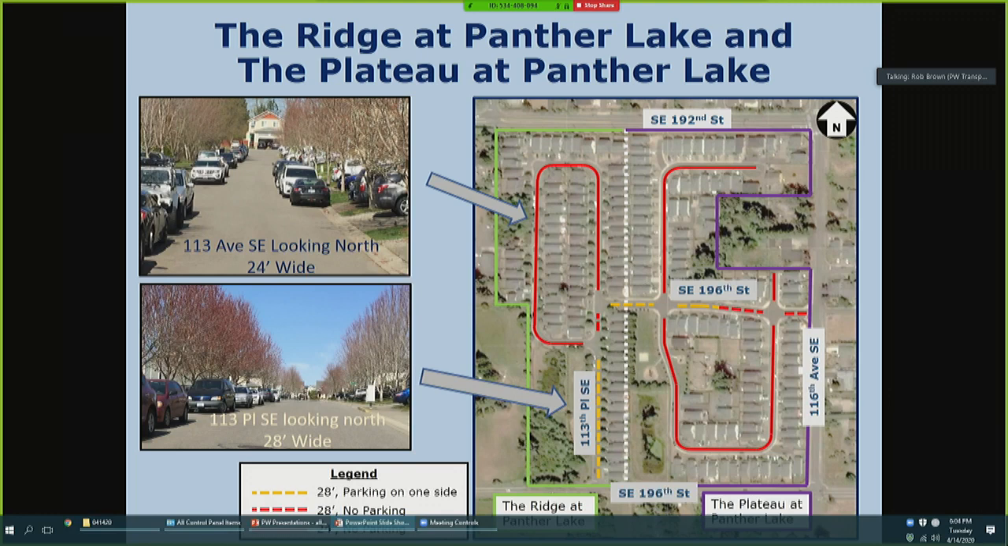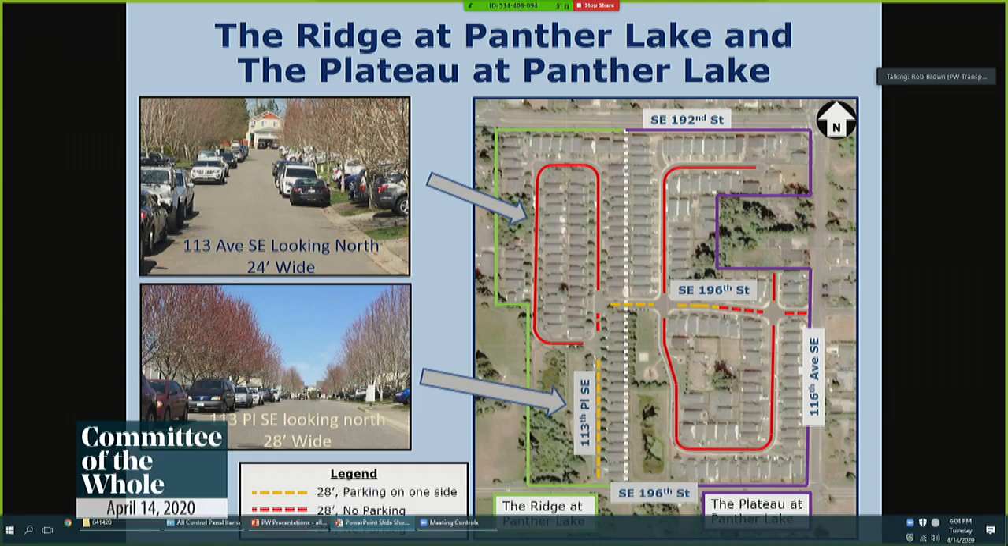Again, another location that was built in King County as part of the Panther Lake annexation area. The two neighborhoods you can see right and left side: the Plateau at Panther Lake is in purple on the right side, and the Ridge at Panther Lake is in green on the left side. There are two streets that have a street width of 28 feet. That's 113th Place South, in the lower left corner of the photo, and Southeast 196th Street, in the middle, which runs east-west. The rest of the streets in these two neighborhoods are 24 feet wide.